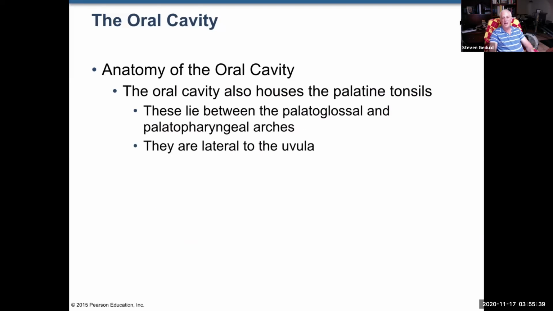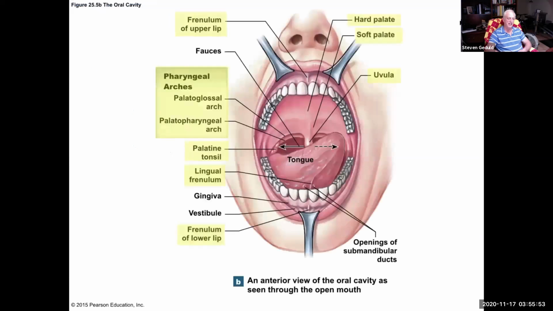Okay, so the oral cavity houses the palatine tonsils. They lie between the palatoglossal arches and the palatopharyngeal arches. They're lateral to the side of the little dangly thing, the uvula. That's where they exist. And here you have your perfect picture of the little dangly thing. That's your uvula. It hangs down in the back there.